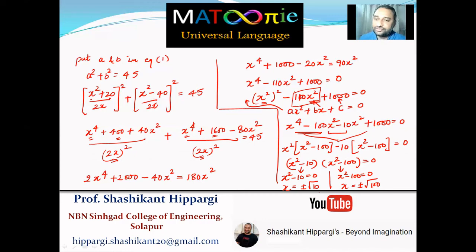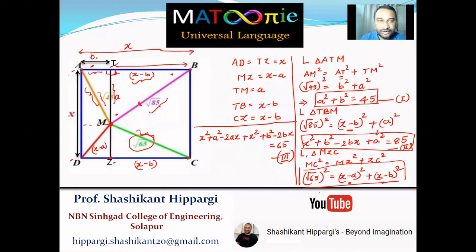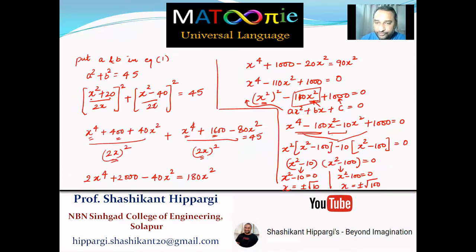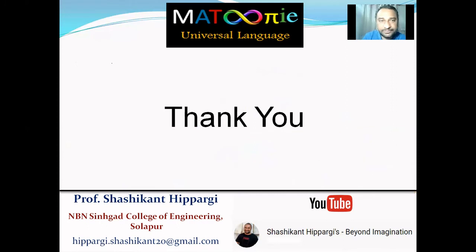If you look at the solution, x cannot be negative because x is a line, a side of a square. So obviously from these four solutions, the negative values are already gone. I'll take it on the next slide. See here, x is equal to plus or minus root 10, or x is equal to plus or minus root 100.